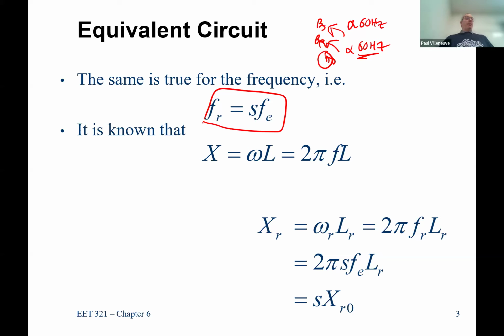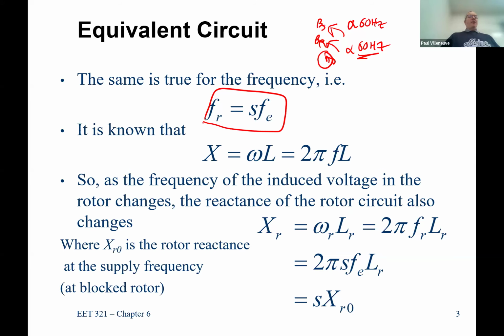So now we're going to see how this applies to the XR that we had on our rotor circuit. We know that X is equal to omega L, or 2 pi FL. Our rotor reactance is just omega R times LR, which is the rotor frequency times the actual inductance of the rotor. Now I want to substitute in my slip and the frequency that I got from over here, because that's the actual frequency of the rotor. And I just want to make it proportional to the electrical frequency. And then I see that that's 2 pi S FE times LR.